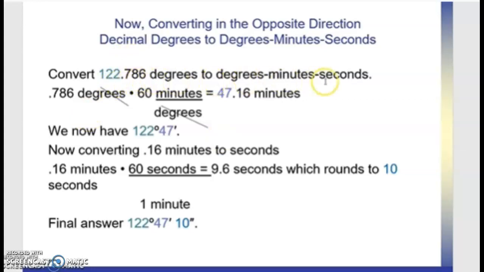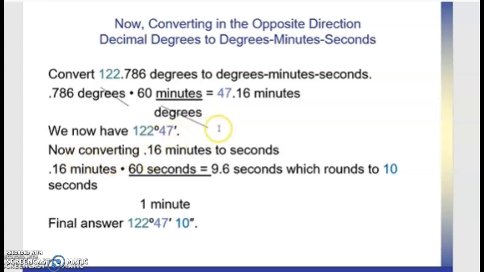122.786 degrees to degrees, minutes, seconds, multiplying the 0.786, that decimal amount, by the fact that 60 minutes make 1 degree, letting the degrees cross cancel, we get 47.16 minutes. We now have 122 degrees and 47 minutes.